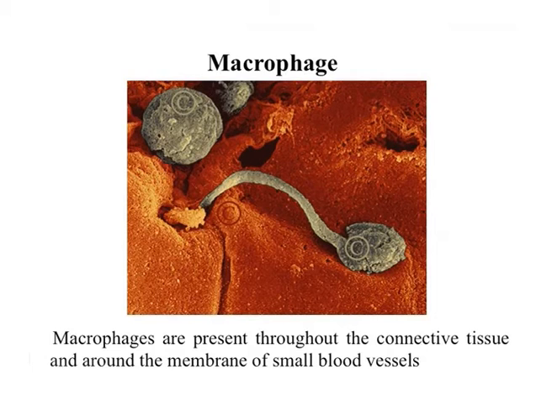Now, macrophages are 3 to 5 times larger than monocytes, and they are generated from monocytes, and they have more organelles in their cytoplasm compared to monocytes. Macrophages are present throughout the connective tissue and in the membrane surrounding the small blood vessels. Macrophages can be tissue resident or they may be free in the interstitial fluid. And depending on the tissue where a macrophage is present, it is named differently.